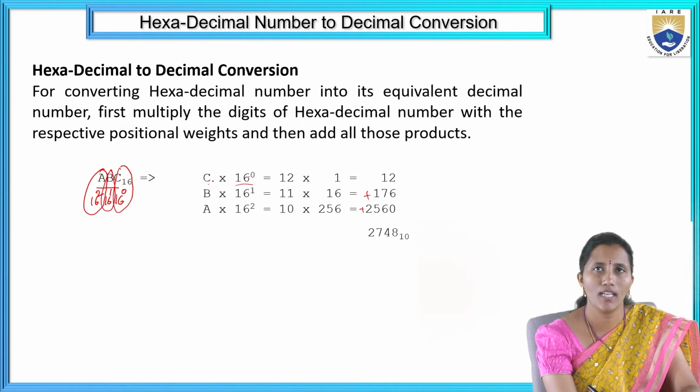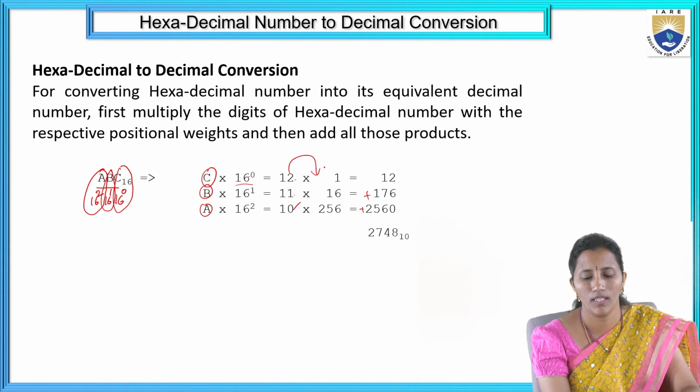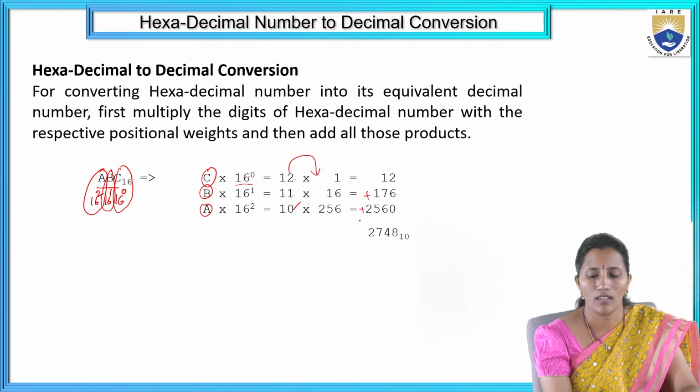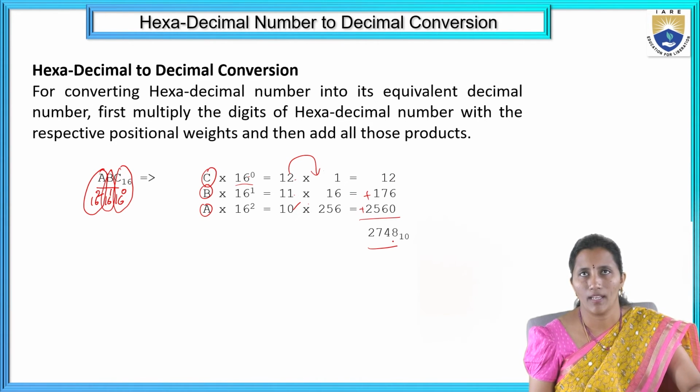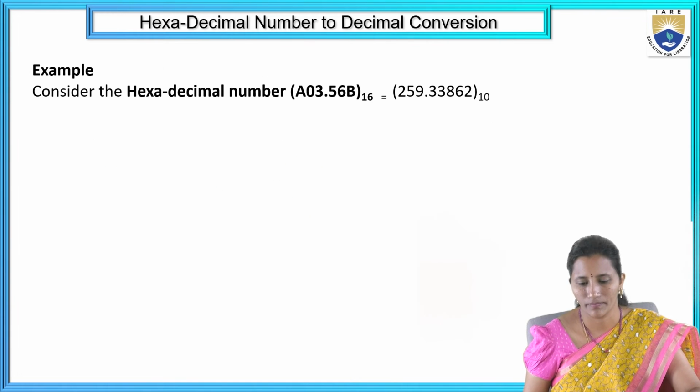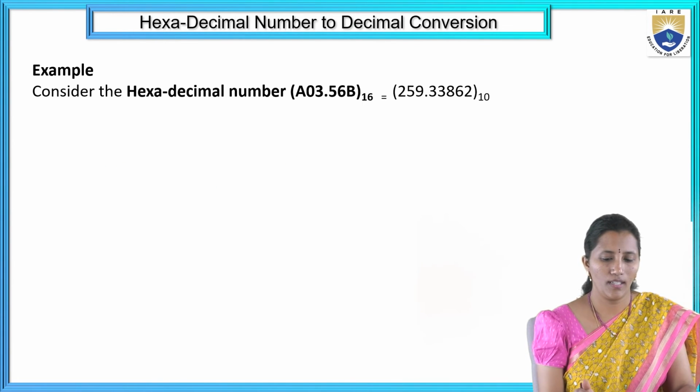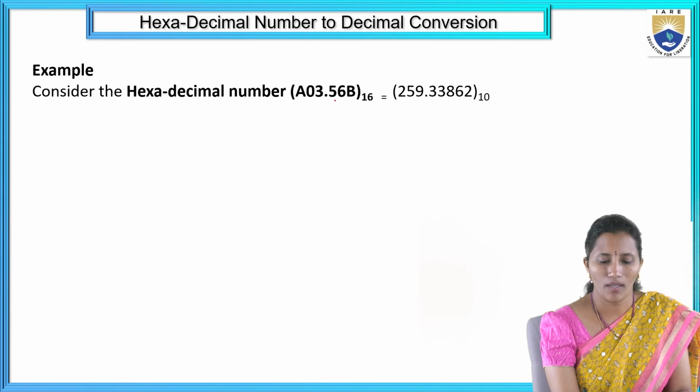See here, in a hexadecimal number we can represent digits from 0 to F. The letters A to F we will use, but here we have to write the values of those letters. A is equal to 10, B is 11 and C is 12. Multiply those values with the weighted values and add all those values, and you will get the decimal value.